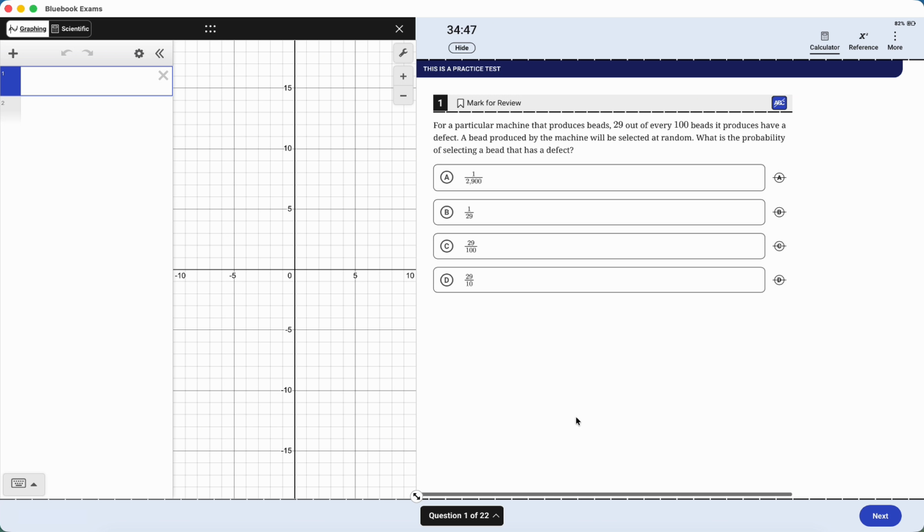I built a tool to practice exactly this kind of thing. I'll show you that in the middle. Let's go. All right, number one, here we go.